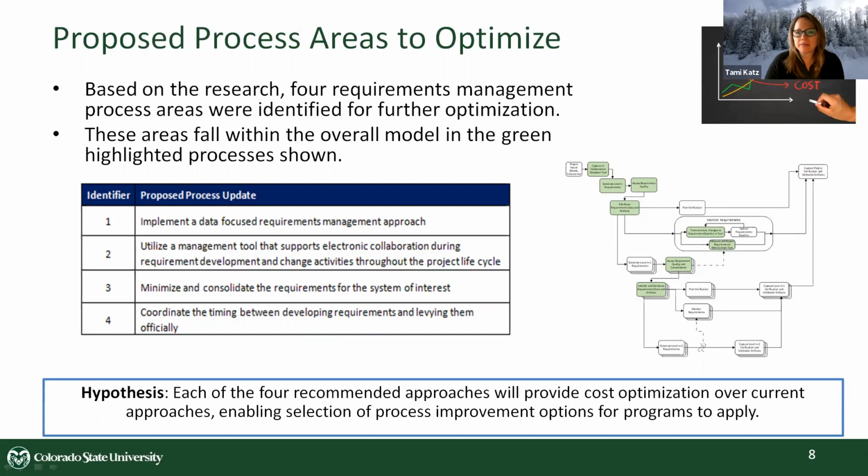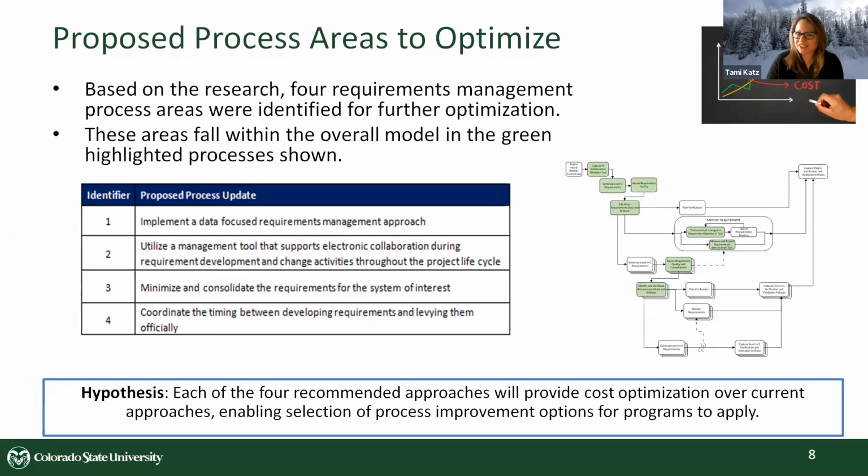And in that diagram I showed you earlier, this is kind of the green areas of where those would fit in. So to take this to the next step, then I have to figure out, well, how do I show this? How do I show what these various areas are? Implementing a data-focused requirements management approach, utilizing a management tool to support electronic collaboration during the development and change activities, minimizing and consolidating the requirements.